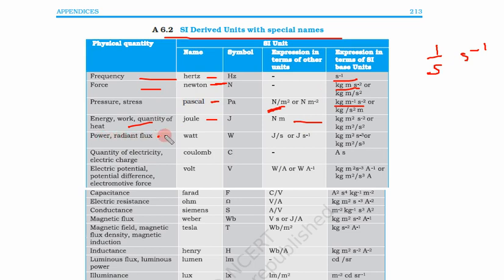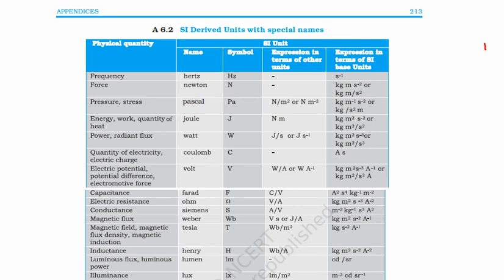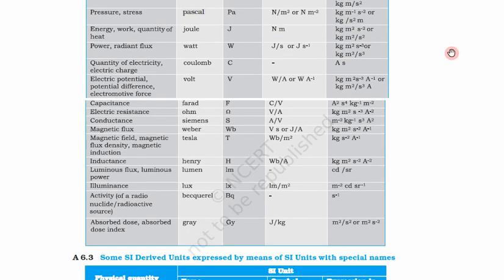Power or radiant flux. This is measured in watt. So what is it? Joule per second. And in SI units, kilogram meter square per second cube. So this is becoming very, very difficult. Remembering these SI units is becoming very difficult. That's why we remember these units with their names.